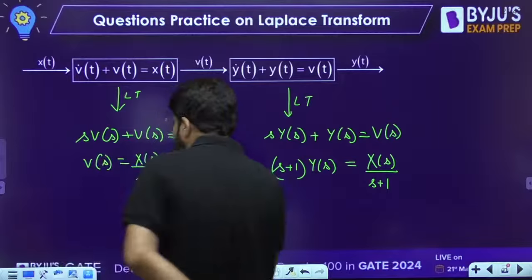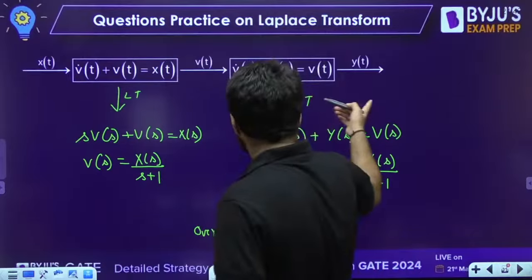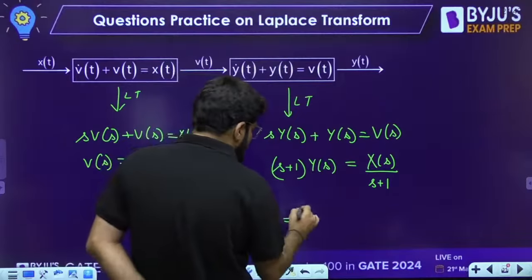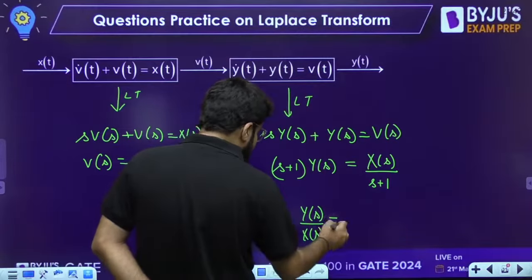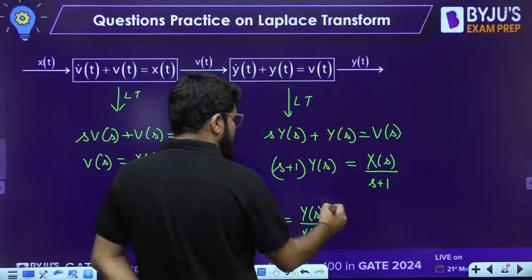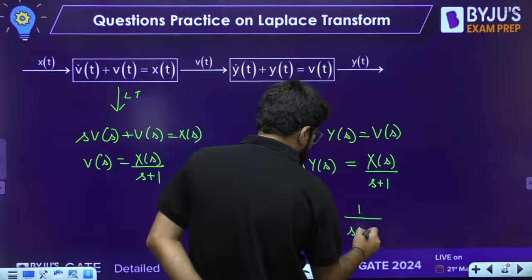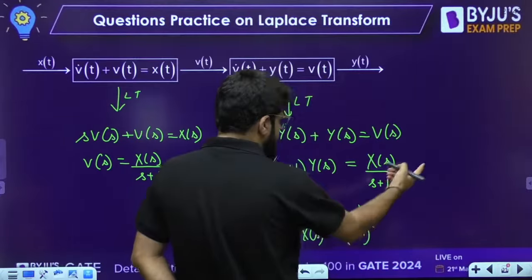Maybe you can find individual transfer functions and multiply, or I am just putting the result into the second equation. So the overall transfer function, which is the ratio of Y(s) upon X(s), is given by 1 upon (s plus 1) whole square.